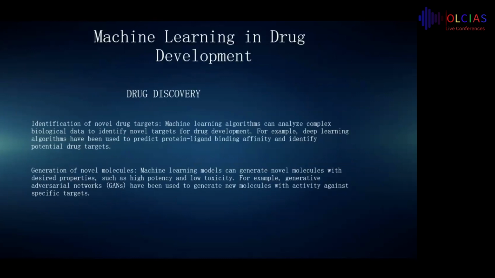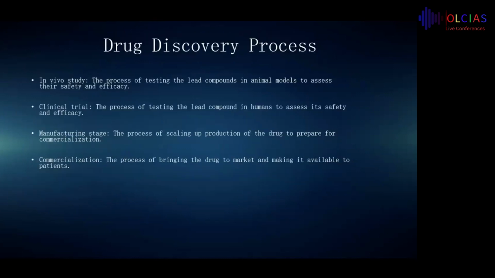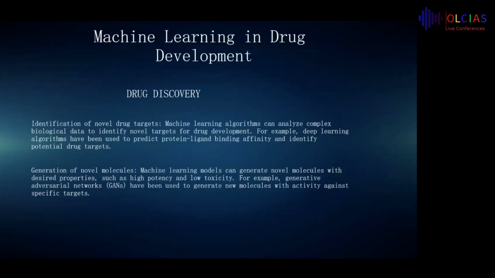Machine learning in drug development. Drug discovery. Identification of novel drug targets. Machine learning algorithms can analyze complex biological data to identify novel targets for drug development. For example, deep learning algorithms have been used to predict protein-ligand binding affinity and identify potential drug targets.